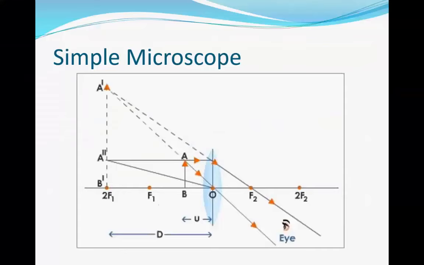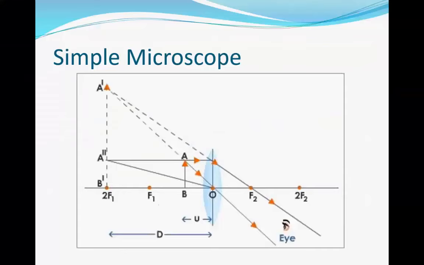However, if this object, instead of being kept between the pole and the focus, was actually kept at the focus, then these rays would be parallel to each other and we would see an object to be really far away. And that configuration is called normal adjustment. So in the normal adjustment, the image is formed at infinity.